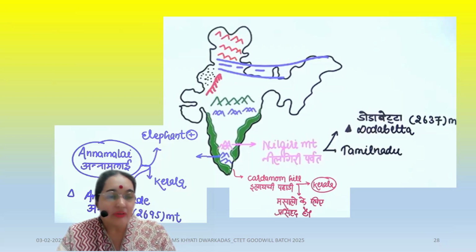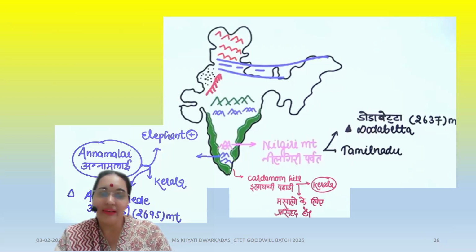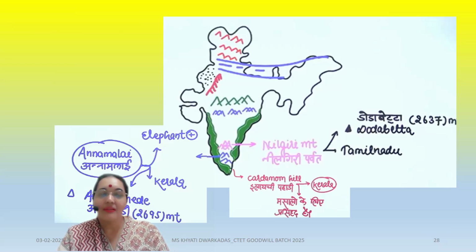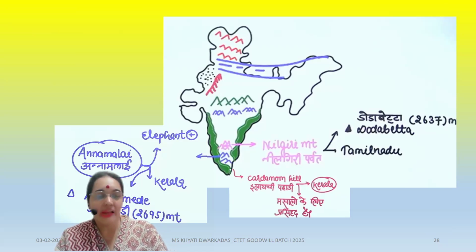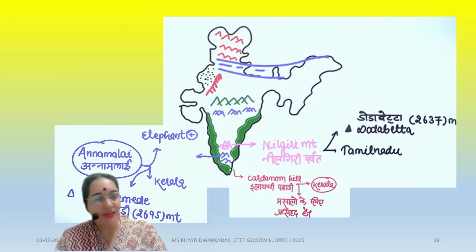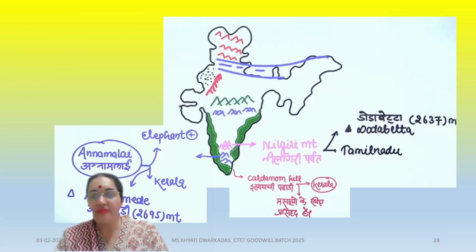Now, like I told you earlier, Anamalai, which means great elephant, is the highest peak in Kerala, and Anaimudi is the highest peak of the Western Ghats in Tamil Nadu, and it is at 2695 meters.